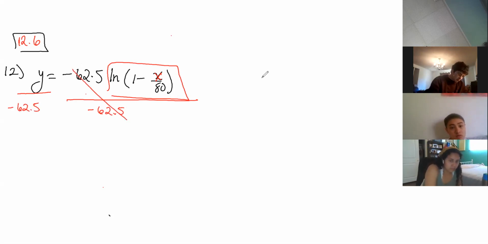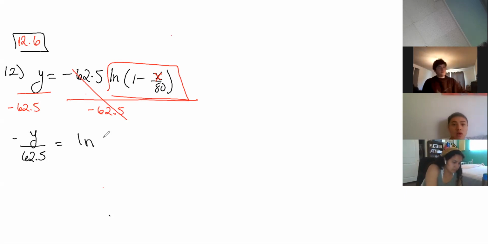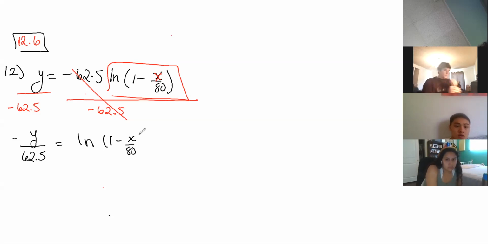Gone. And then that gives me y. I'm just going to put negative y over 62.5. I just moved the negative to the top. Equals ln of 1 minus x over 80. And if you put the e on the other side, it turns the negative y over 62.5 into an exponent, I think.